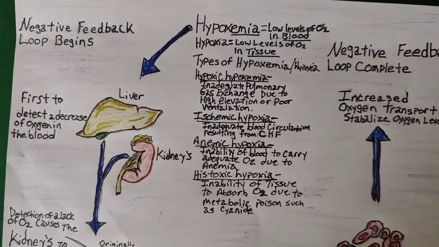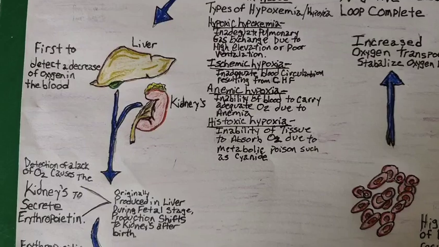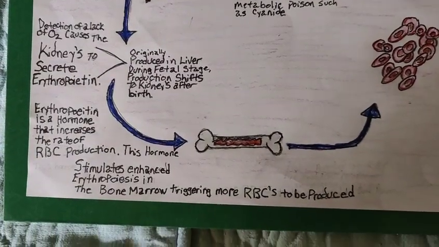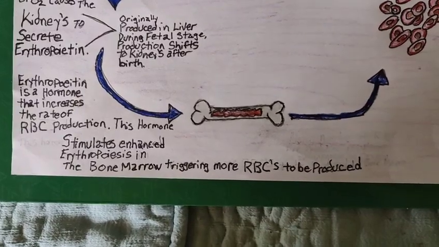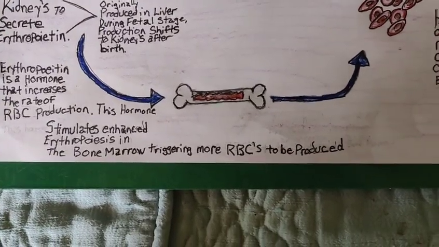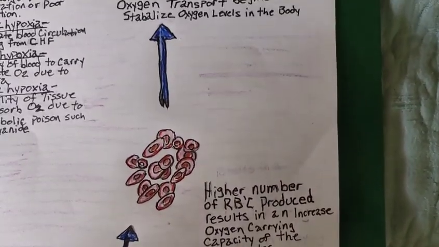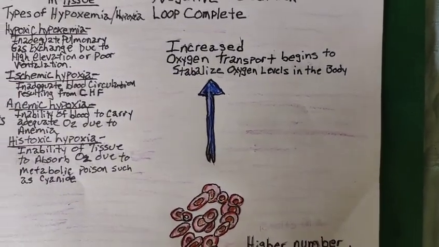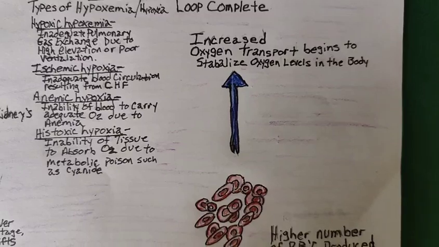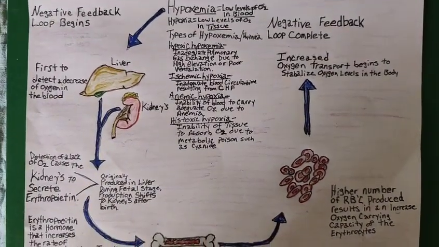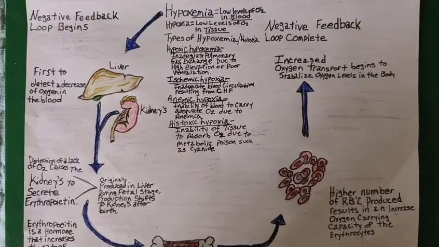Lack of oxygen in the blood is detected by the liver and kidneys, erythropoietin is produced, stimulating erythropoiesis in the bone marrow to produce more red blood cells, thus restoring levels of oxygen in the body to be absorbed by tissue. And that is the negative feedback steps of hypoxia and hypoxemia.